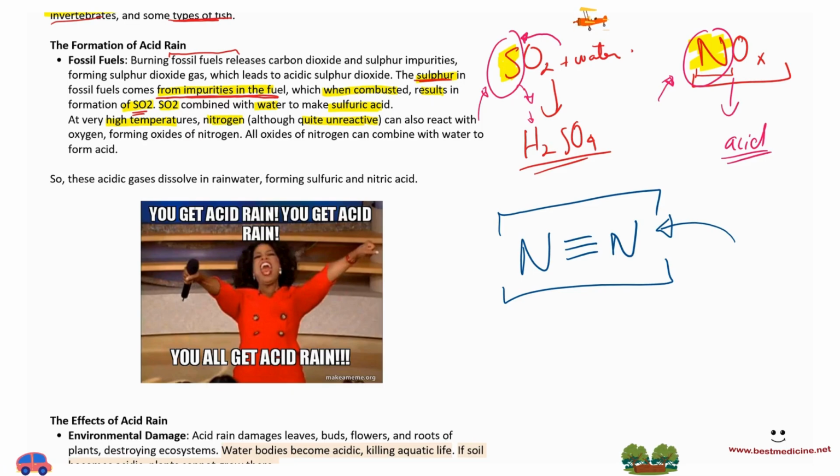So, triple bond. Very difficult to break this. That is why nitrogen in the air just exists as it is, 78%, doesn't really do anything, pretty much unreactive. But if you have very high temperatures, such as in the engines, and very high pressures, then this nitrogen can go ahead and react. And when it reacts with oxygen, it forms different oxides of nitrogen. And those oxides can then combine with water and form acid and rain down on us.